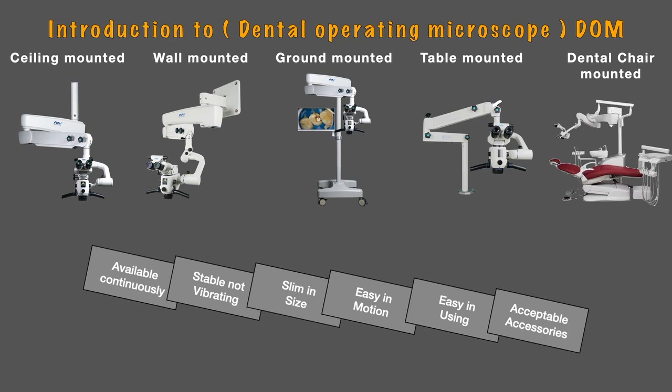Okay, so you have a ceiling mounted, we have a wall mounted, we have a ground mounted, we have a table mounted, we have a dental chair mounted. The best one really is the ceiling mounted, because I found that it is available continuously, because I saw many years ago some famous dentists who were working with aesthetic dentistry. He said that we are using a dental professional camera.